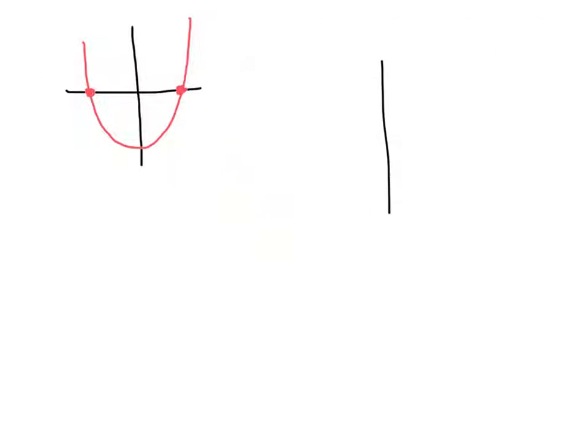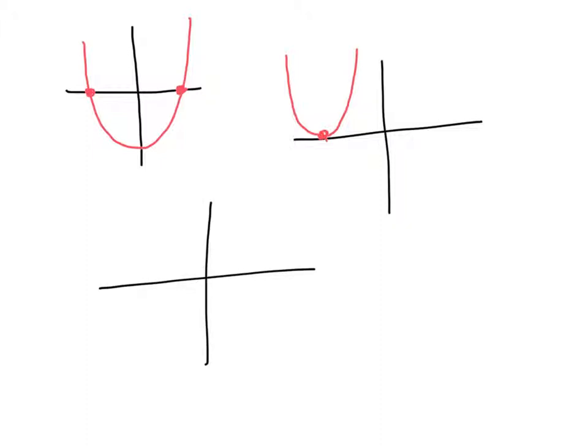Another way your graph might look is like it almost touched, like that, where it just touches one time if the vertex is on the axis. Another way is like this, where it never touches. Okay, so you have no real solution, but you do have imaginary solutions, complex solutions.